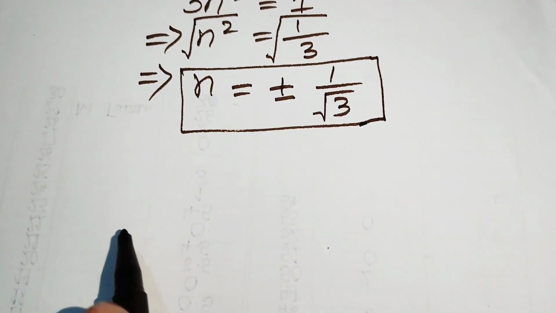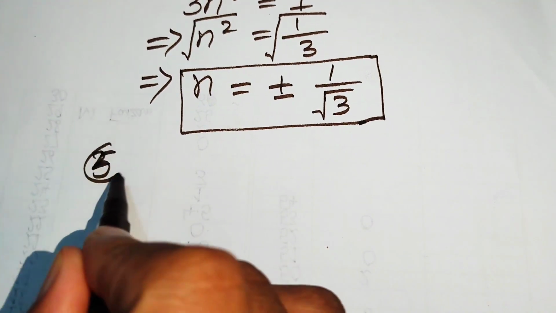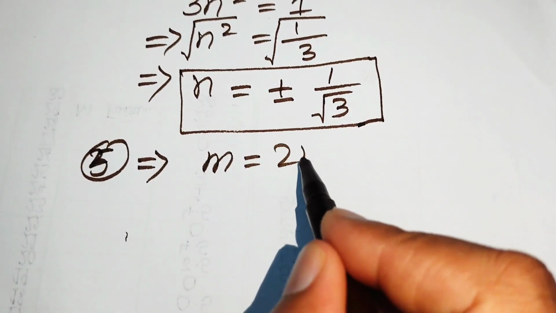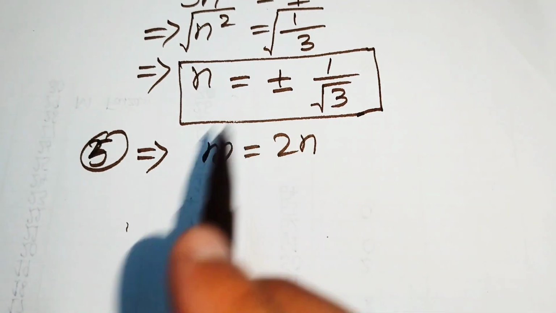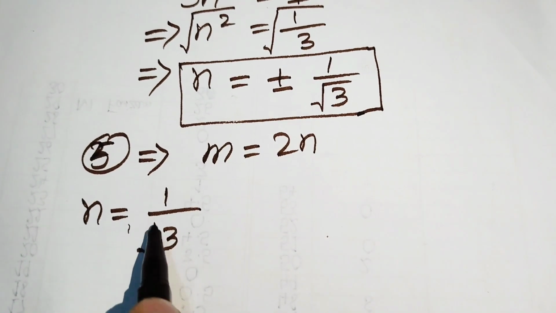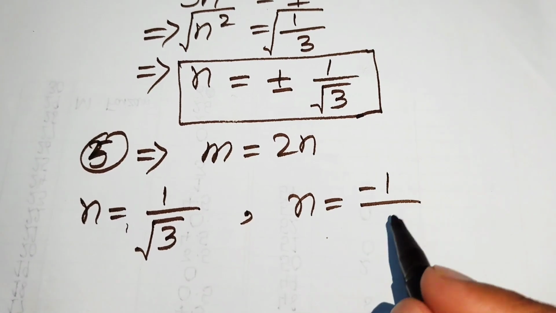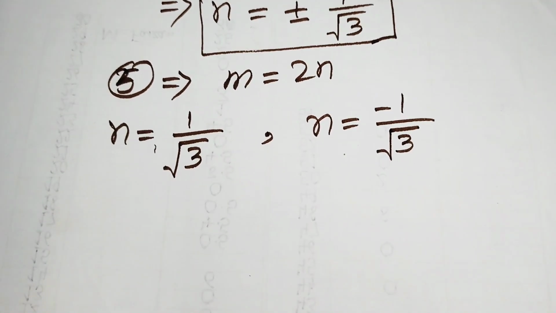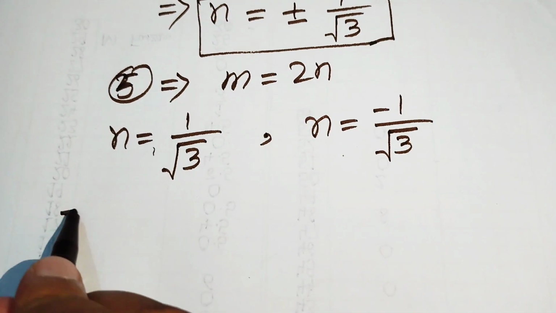So for this we need equation number 5, which is m equals 2n. We have two values of n: the positive value, 1 over square root of 3, and the negative value, minus 1 over square root of 3. After that we substitute these two values in this equation and find the corresponding values of m.